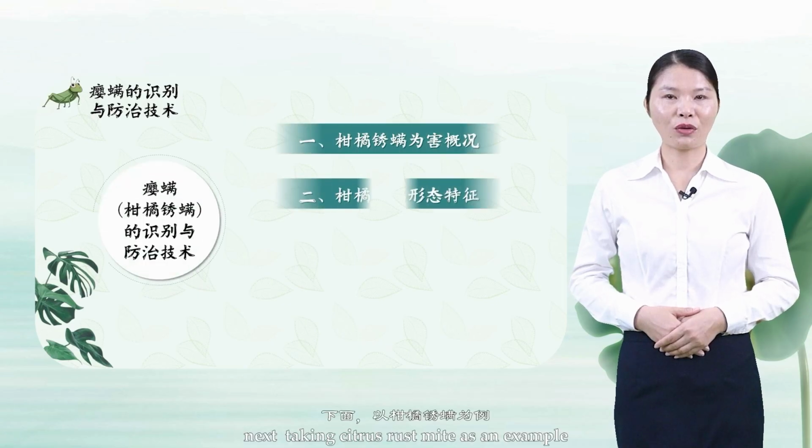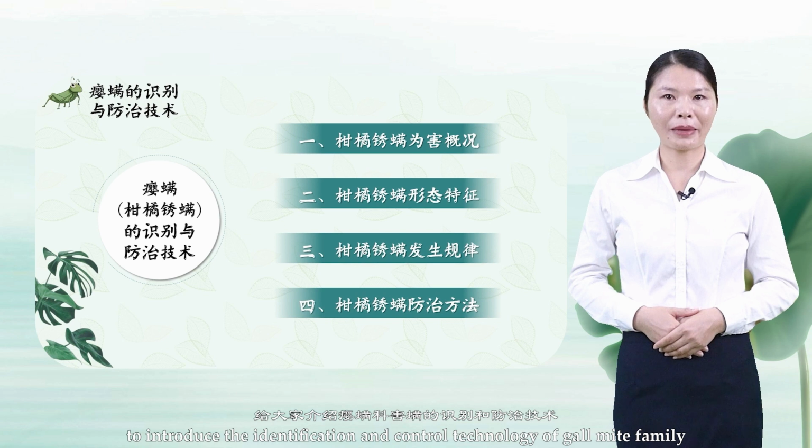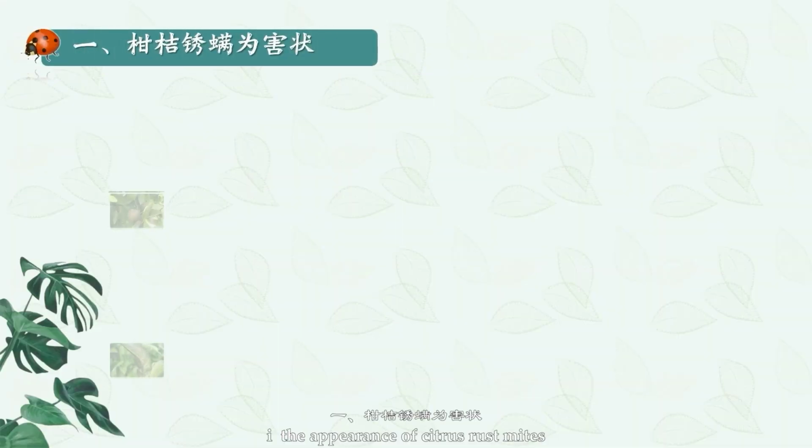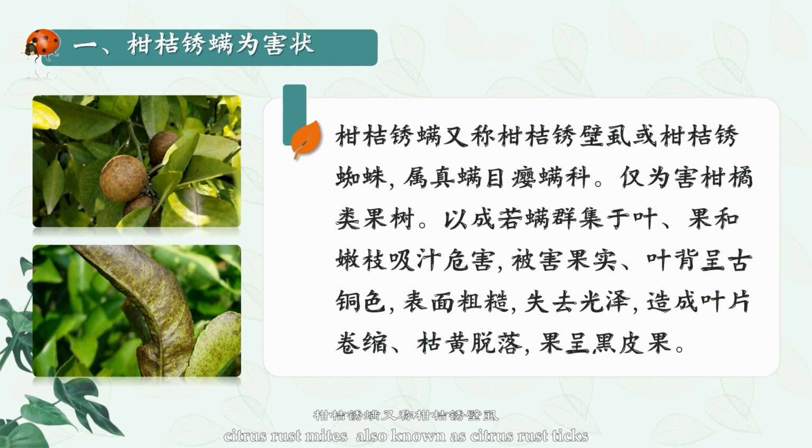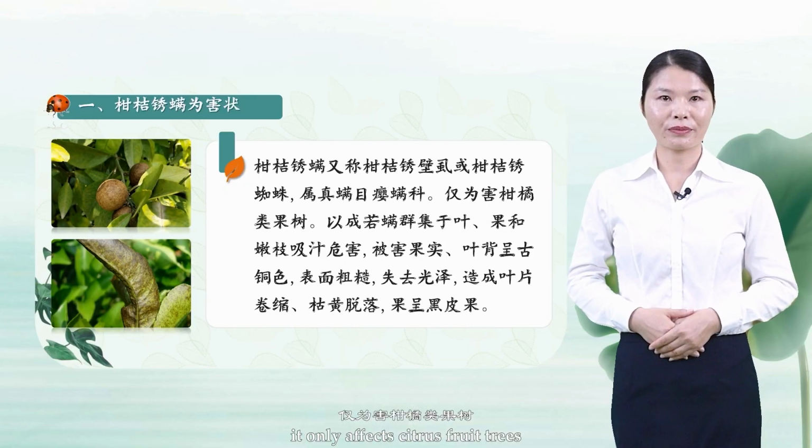Next, taking citrus rust mite as an example, to introduce the identification and control technology of the gall mite family. 1. The appearance of citrus rust mites. Citrus rust mites are also known as citrus rust ticks, or citrus rust spiders, and belong to the Eriophyidae of the Acariformes. It only affects citrus fruit trees.